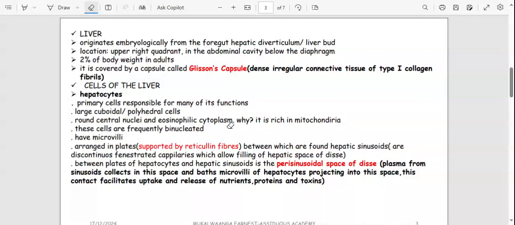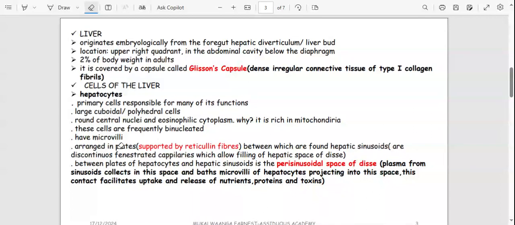These cells are frequently binucleated. That means you can see two nuclei in a number of these cells. These cells also have what we call apical microvilli, for absorption of nutrients. These hepatocytes are arranged in what we call hepatic plates. These hepatic plates are supported by reticulin fibers, or if you want, reticular fibers.